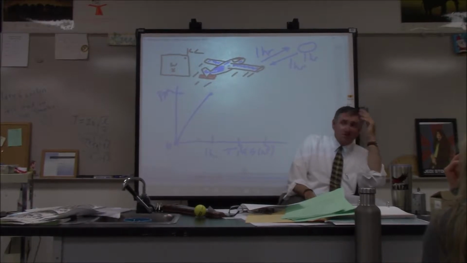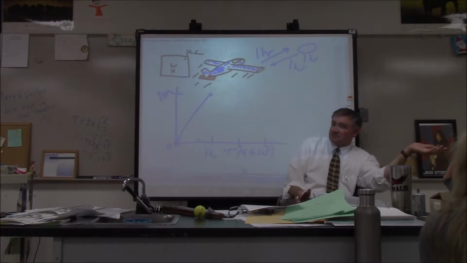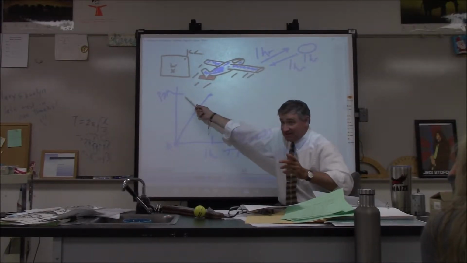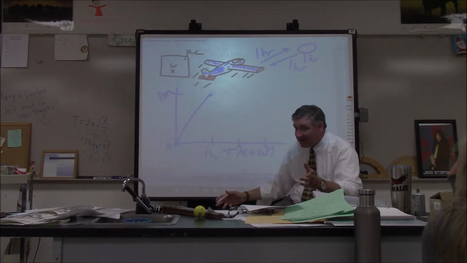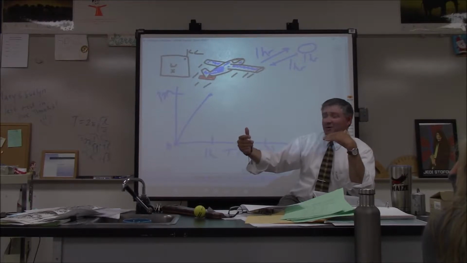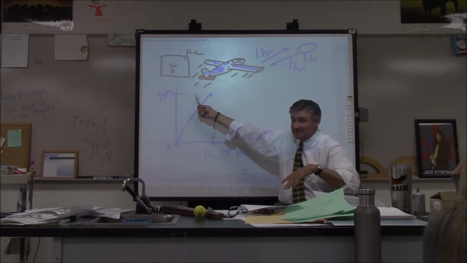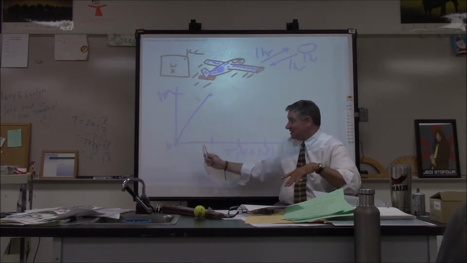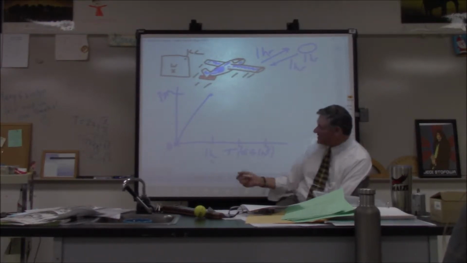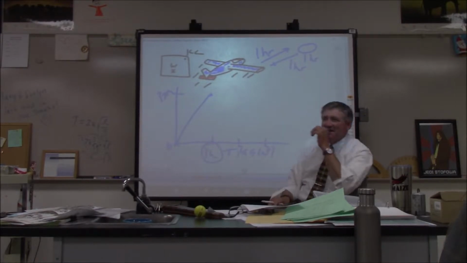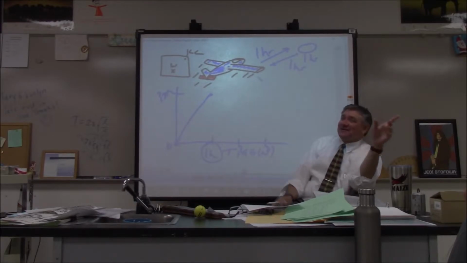Velocity. So what's the velocity of the plane? There's 300 kilometers, right? There's 1 hour. 300 what? No, this is in kilometers, right? And this is in hours, okay? So I got 300 kilometers per hour.